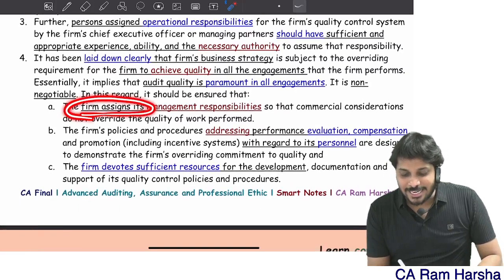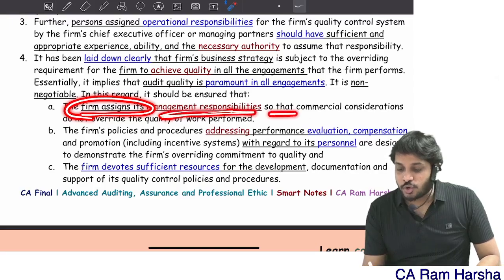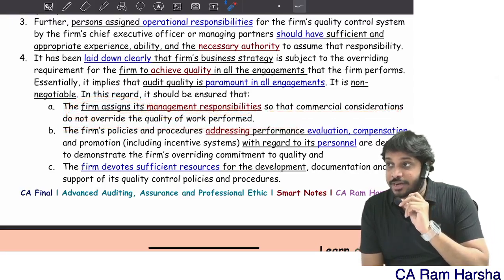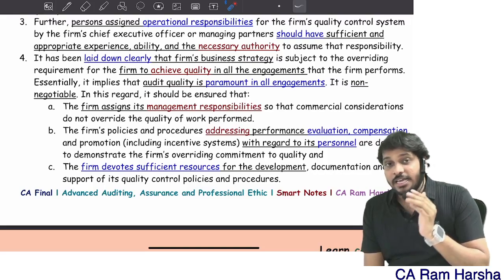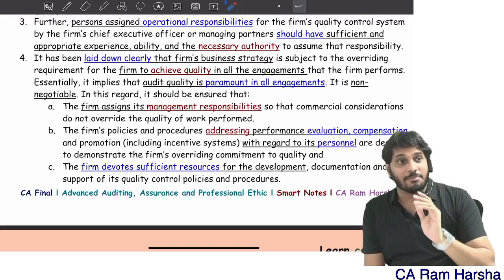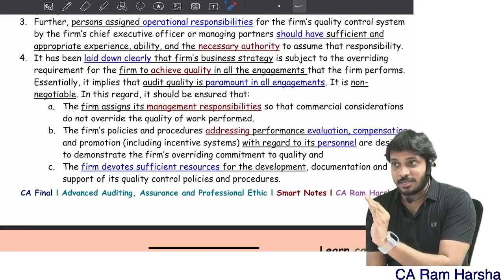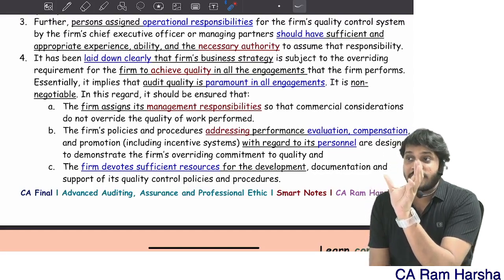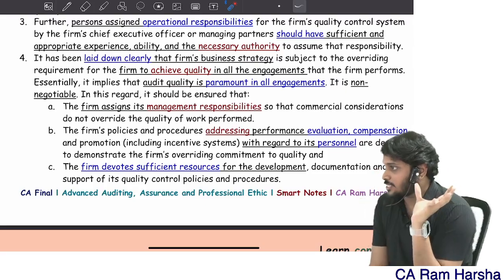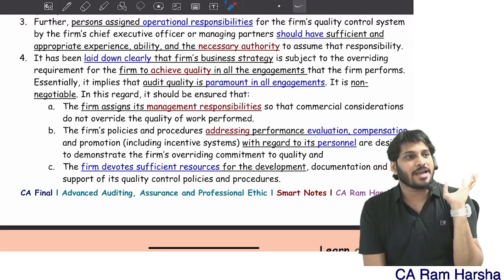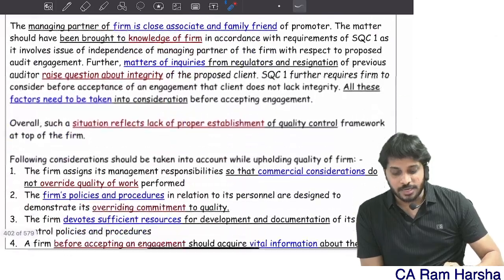the firm assigns its management responsibilities so that commercial considerations do not override quality. In the pronouncement, they clearly tell that managerial responsibilities must be given to some other person and quality control evaluation responsibilities must be given to some other person, so that the right client will be accepted. Clear? Now here, one more point.